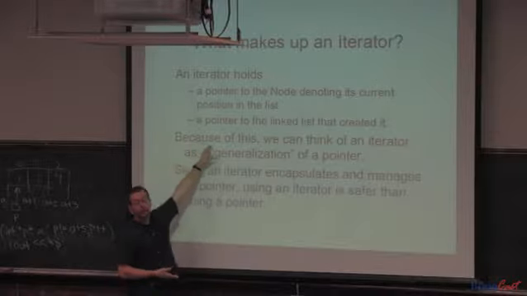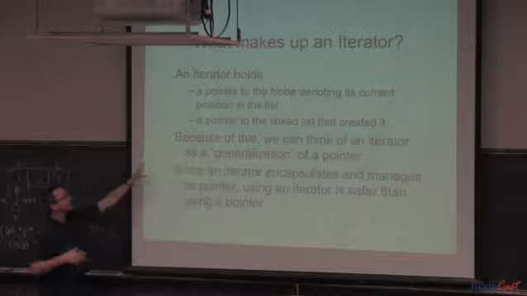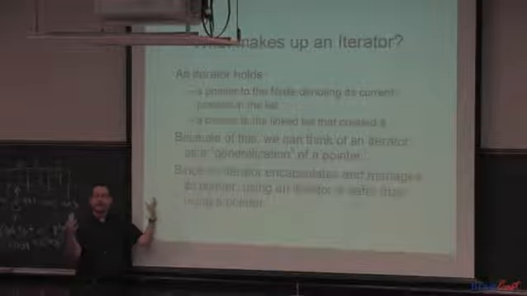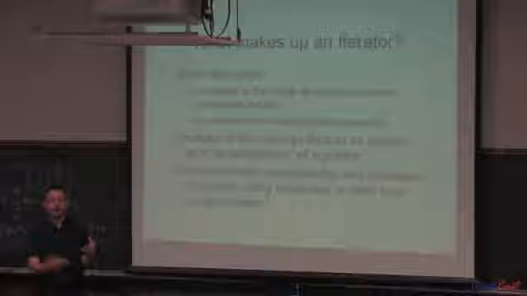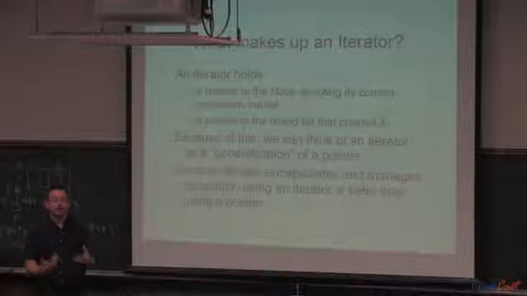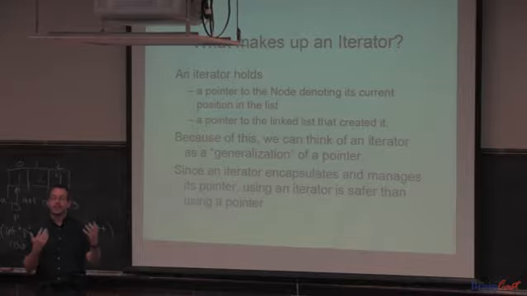It also has a pointer to the list, the linked list, which created it. And because of this, we consider an iterator a quote-unquote generalized pointer. Okay? And because the iterator, like I said, encapsulates or manages the pointer internally, the user doesn't have direct access to the pointer, so the user can't corrupt the pointer and have it point to places it shouldn't. So it's a safe way of using pointers, iterator objects.